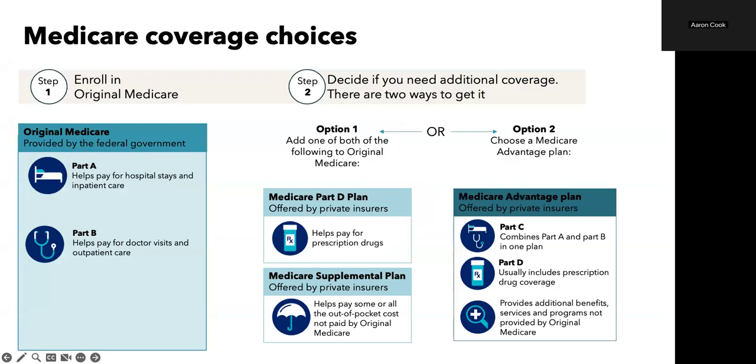When looking at what is going to be best for you, the first step is going to be to enroll in original Medicare. No matter which route you go, you have to make sure that's done first. Deciding if you need additional coverage and which way you want to go should be the next step. This is a very private choice. It is one that I don't recommend the same thing for everybody.